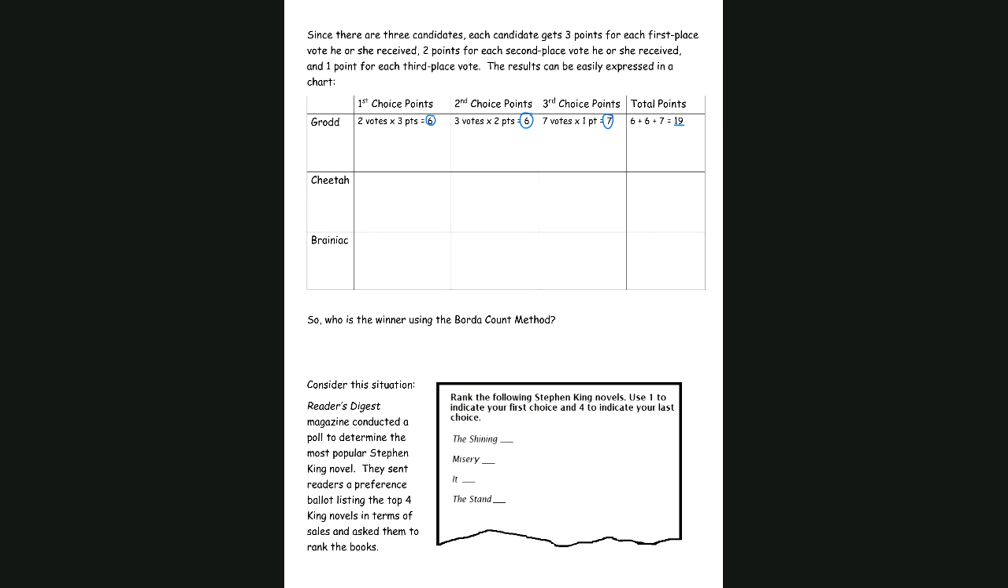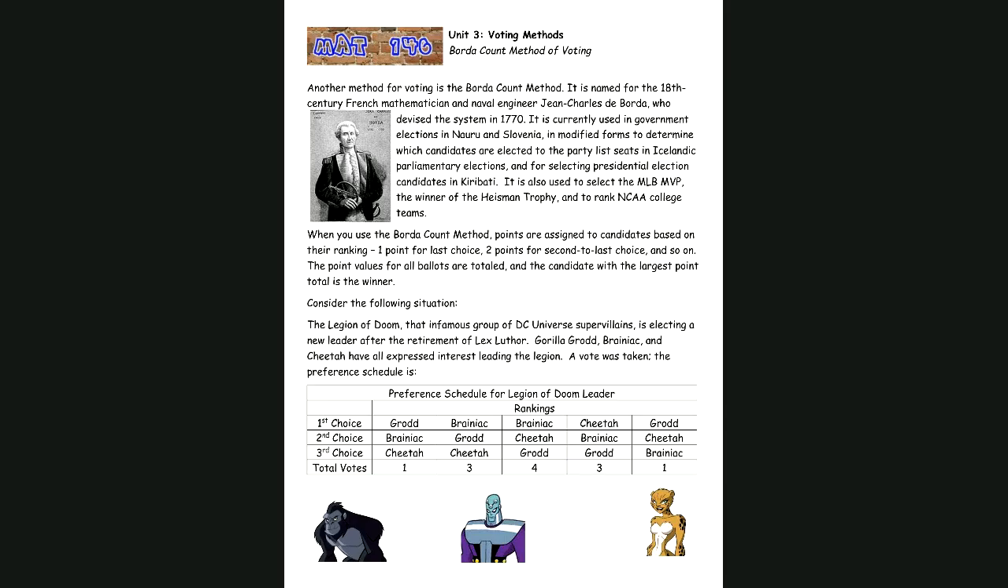All right, let's look at Cheetah. So if we go back to the preference schedule, and now that I'm working with this, I probably should have put the preference schedule and our chart on the same page. I'm sorry about that. All right, so Cheetah was in first place for 3 votes, in second place for 5 votes, 4 plus 1, and in third place for 4 votes, 1 plus 3.